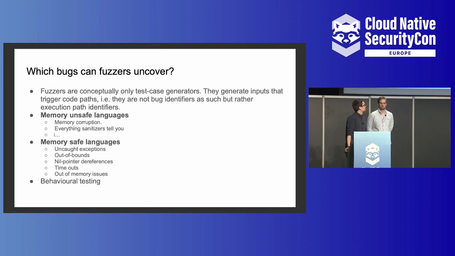Okay, so which bugs can you uncover with fuzzing? Fundamentally, fuzzers are just test case generators. They explore the code. They don't actually detect the bugs. The thing that detects the bugs is just how the program executes.